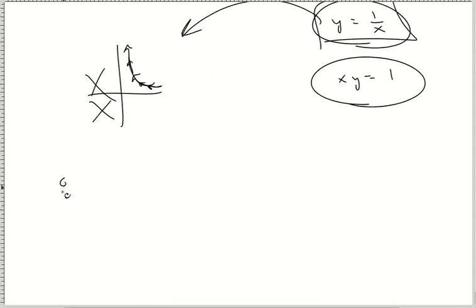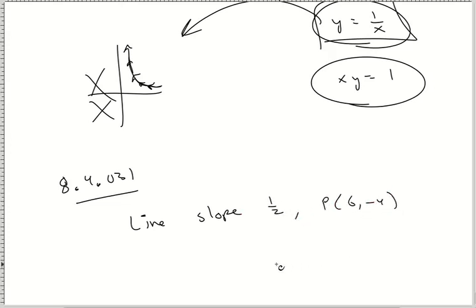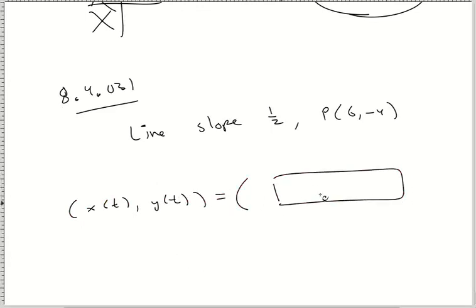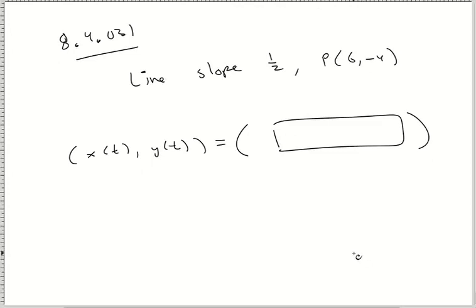Next question. 84031. I have a line with a slope of 1/2 and a starting point at 6, negative 4. They want it in the format of x of t, y of t, which I had mentioned to you earlier, is equal to, and then they basically force us to do this. Cool.